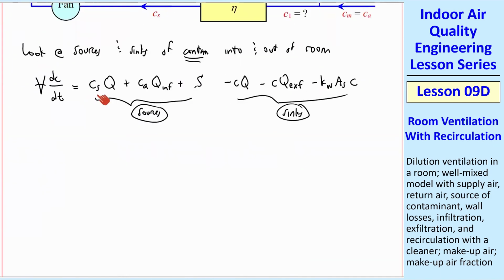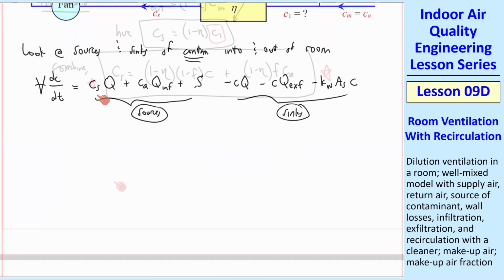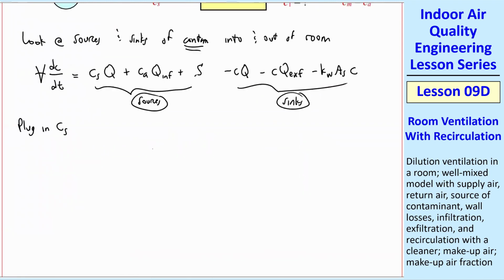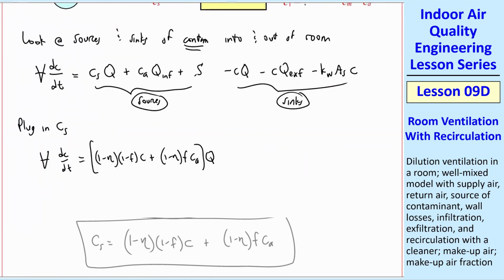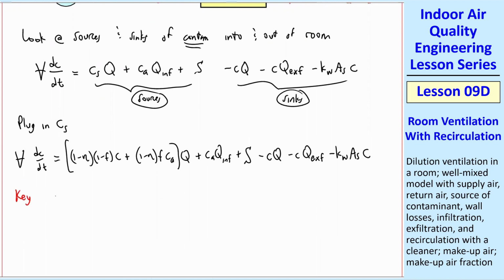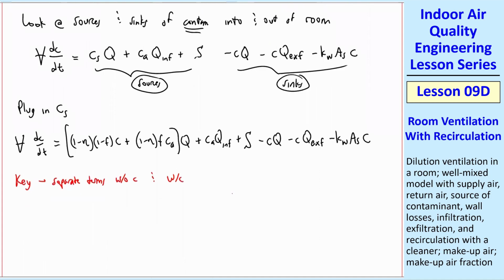So our next goal is to plug in that CS and separate all the terms that have C in them and all the terms that don't have C in them. So let me rewrite this. You can see all I'm doing is plugging in that equation for CS, and that's multiplied by Q. Then the rest of it is the same. Remember, our key is to separate terms without C and with C. So I'm going to put a box around all the terms without a C. I'll put squigglies under all the other terms. They all have a C in them.